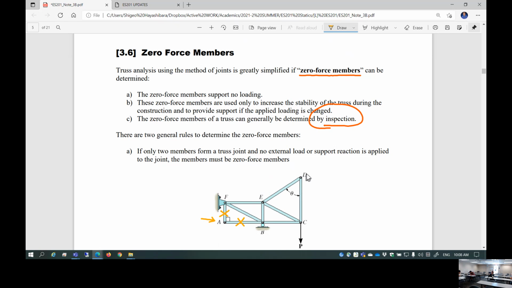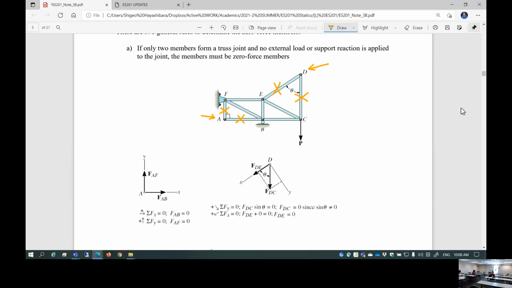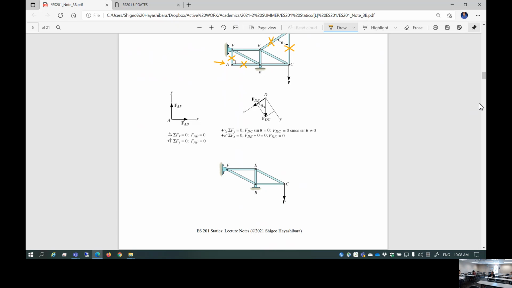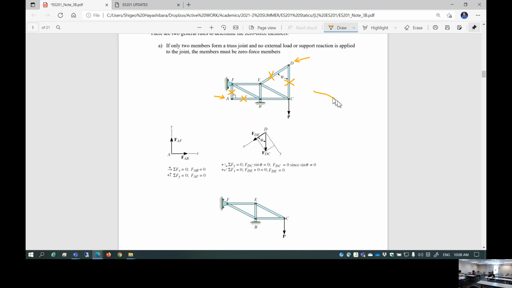Anything else? Could we be able to D? D. So this is a D. Member DE and member DC form the joint D. And then no external force is applied on joint D. There's no support on joint D. You don't need this. So you can simplify this truss into this. This is what you needed. Okay? So you can massively simplify your analysis. So those 2 are essentially the same. You can simplify it.